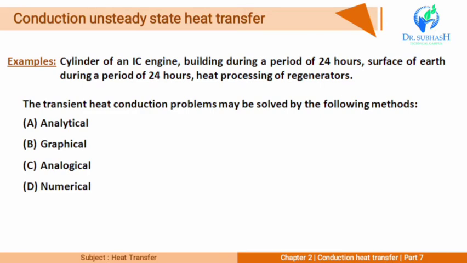The transient heat conduction problems may be solved by the following methods: analytical method, graphical method, analogical method and numerical method.